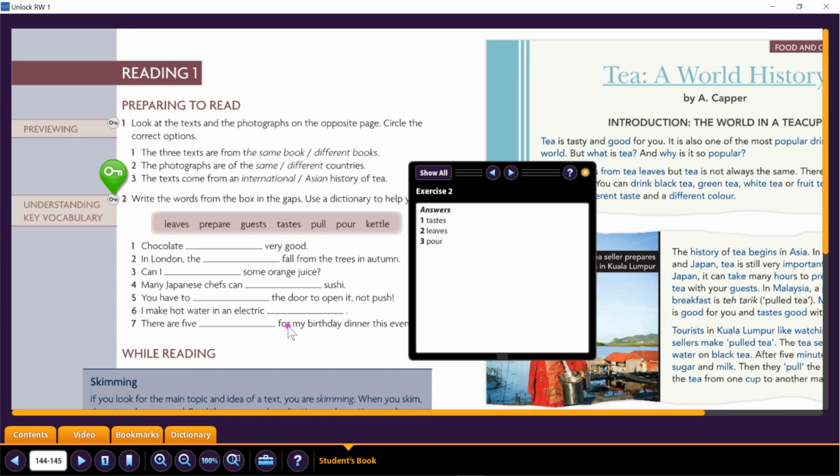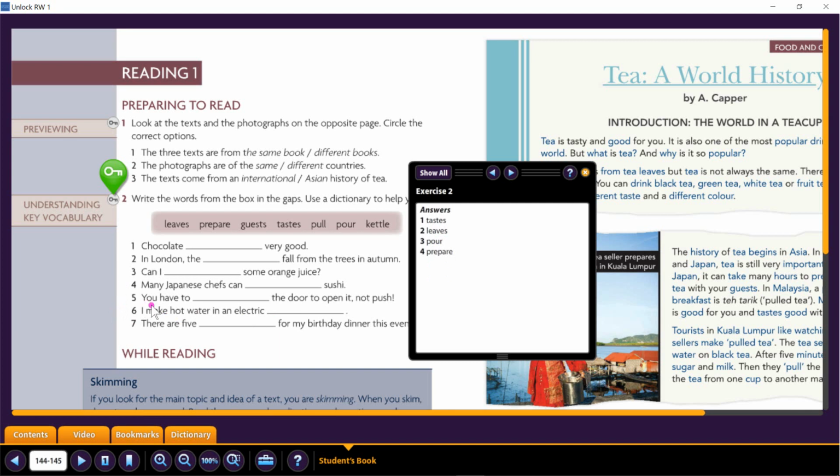Number 3, can I pour some orange juice? Can I pour? Remember the meaning of pour? Yes, cup. Can I pour some orange juice? Number 4, many Japanese chefs can what? Sushi. Can prepare, can cook, can prepare sushi means they have the knowledge how to make a good sushi.